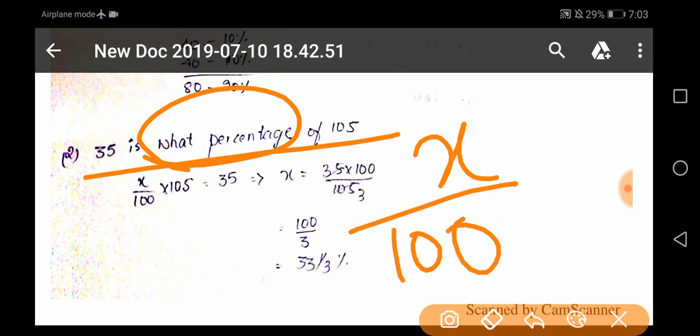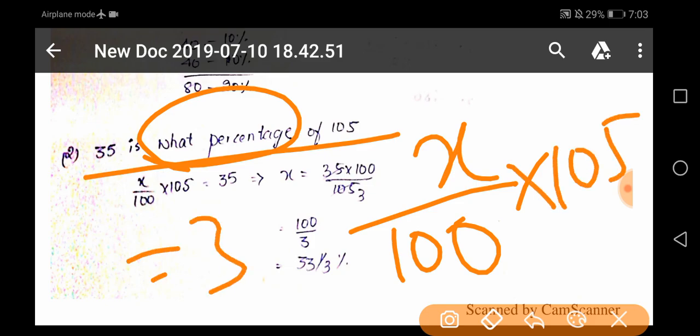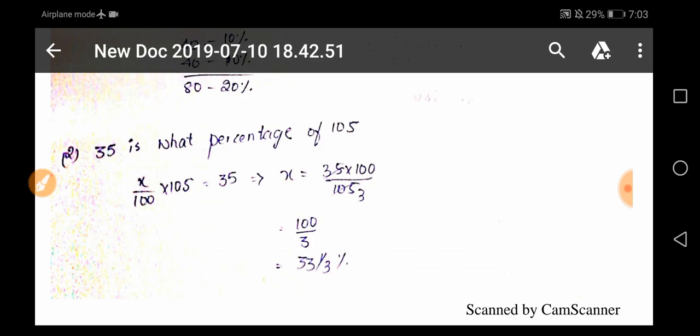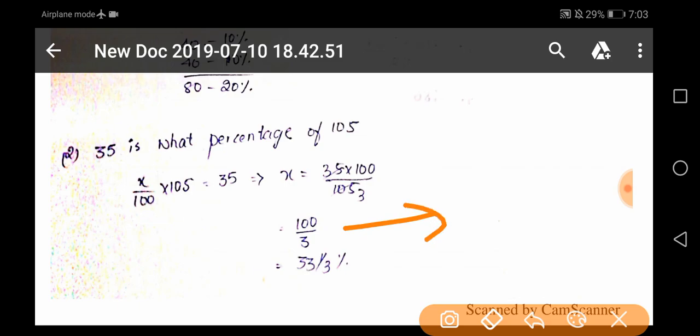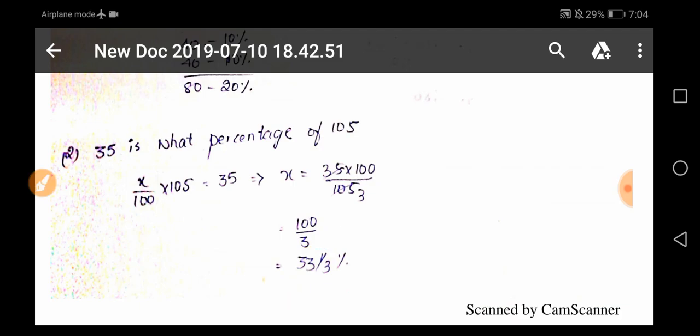Percentage means x percent of 105 equal to 35. So x is equal to 35 into 100 by 105. It is nothing but 100 by 3. It is nothing but 33 1 by 3 percentage. This is how you will solve these problems.